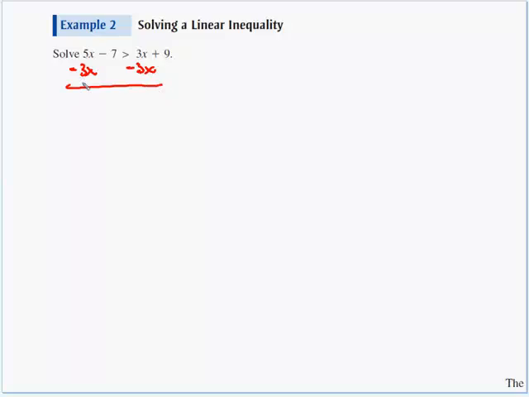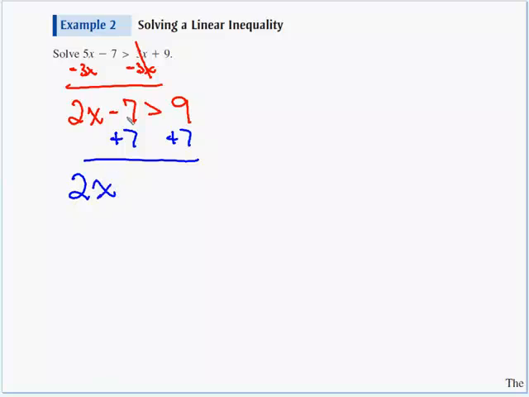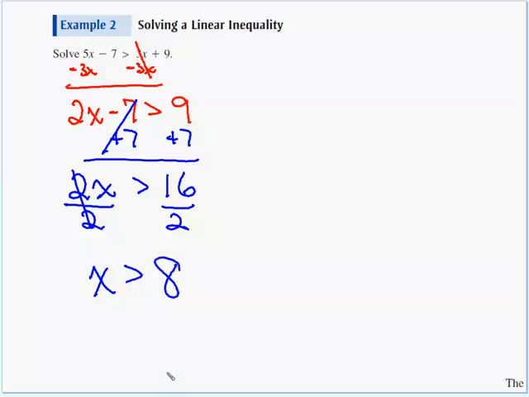So if I subtract 3x from each side, 5x minus 3x is 2x minus 7 is greater than, those are canceled, and we have our 9. To get x by itself, we want to get rid of this minus 7, so we will add 7 to both sides. And now we have 2x is greater than 16. Okay, one more step to get x alone, divide by 2, and it's a positive 2, so we don't need to reverse the inequality. X is greater than 8.